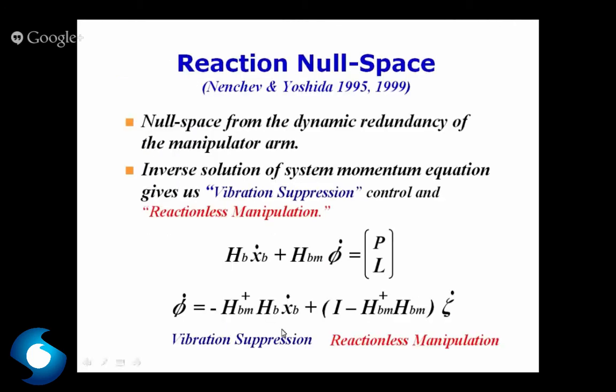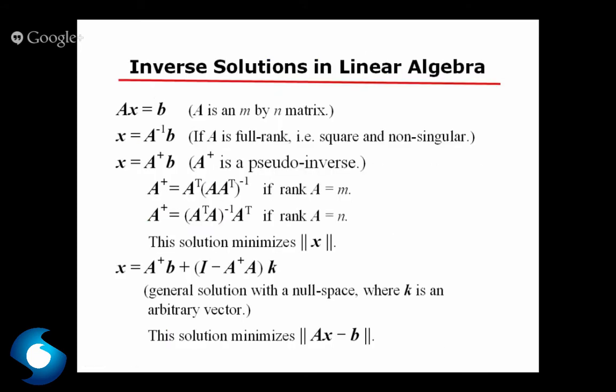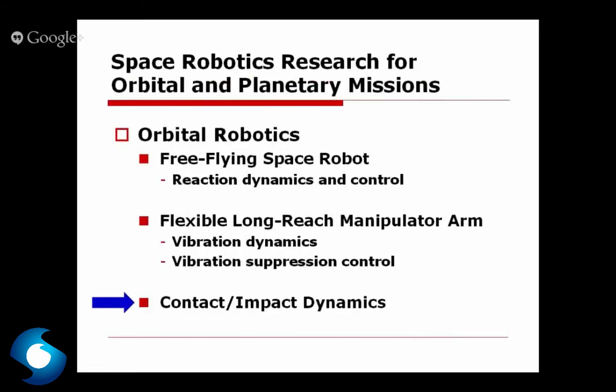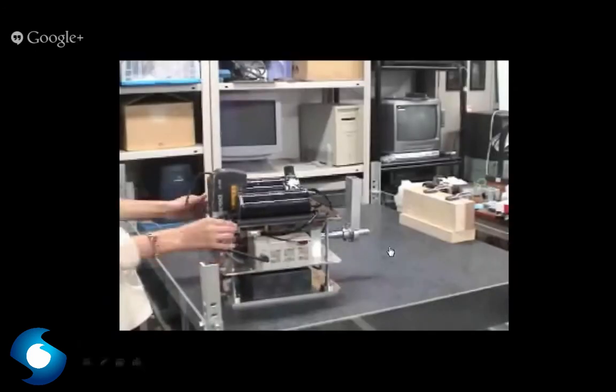So pseudo-inverse part and null space component for the joint velocity, and then we get this style of equation from the momentum conservation. Then we apply this mathematics to obtain the previous result. So now I will go on to my last topic. That is contact and impact dynamics.